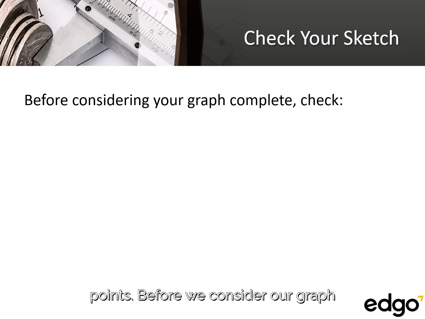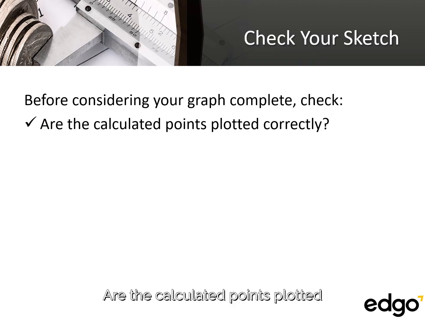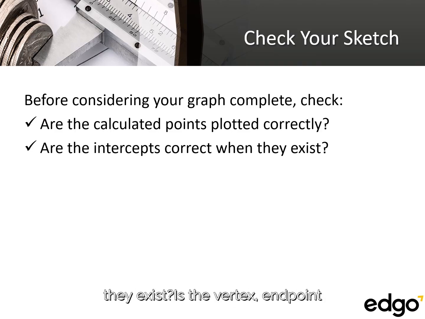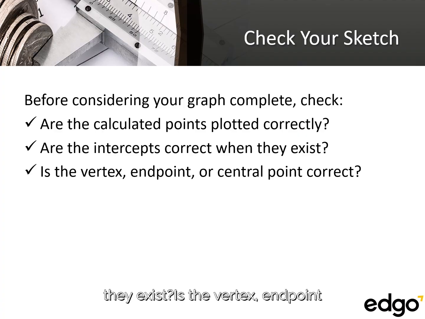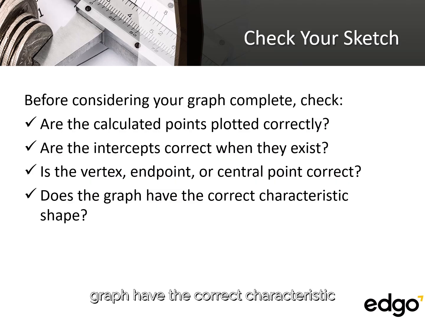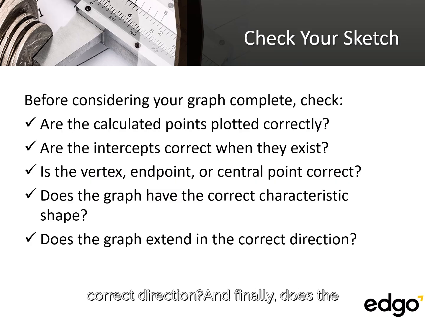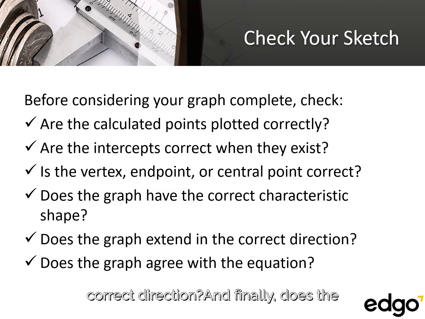Before we consider our graph complete, let's check a few things. Are the calculated points plotted correctly? Are the intercepts correct when they exist? Is the vertex, endpoint, or central point correct? Does the graph have the correct characteristic shape? Does the graph extend in the correct direction? And finally, does the graph agree with the equation? These checks can help us catch mistakes before we finalize our graph.